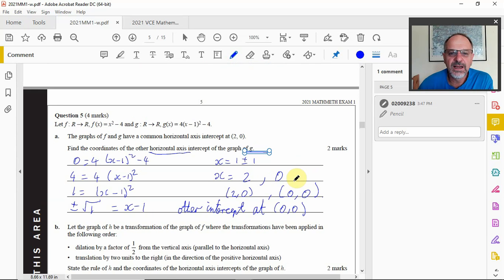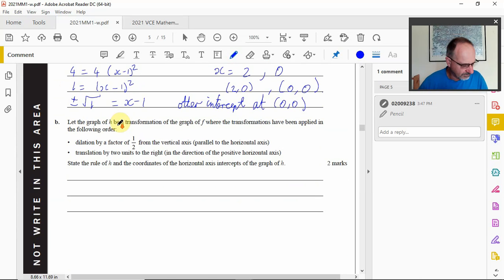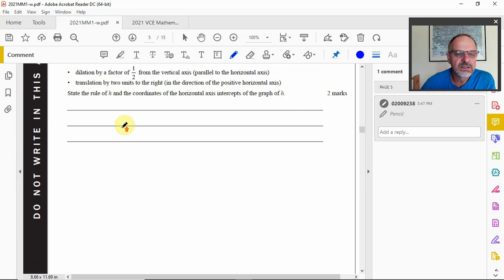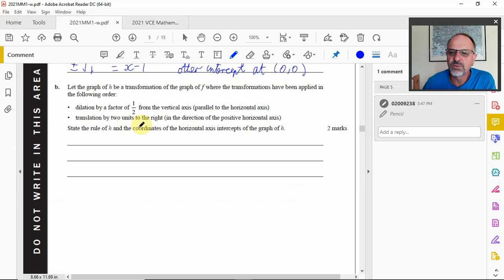All right, so now we need to forget about g. We're looking at f, and then we're doing some transformations, a dilation and a translation. All right, so let's start with f(x), and that is x squared minus 4. And so we've got a dilation of factor half from the vertical axis.